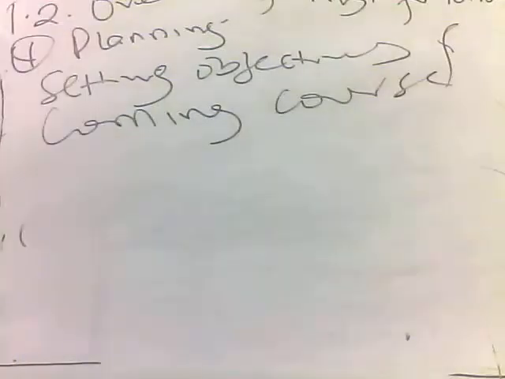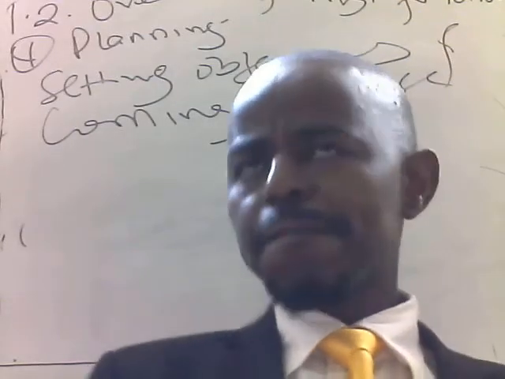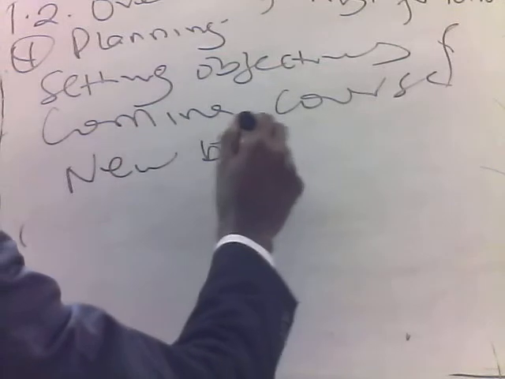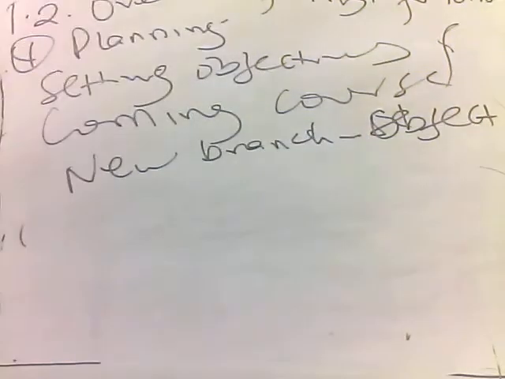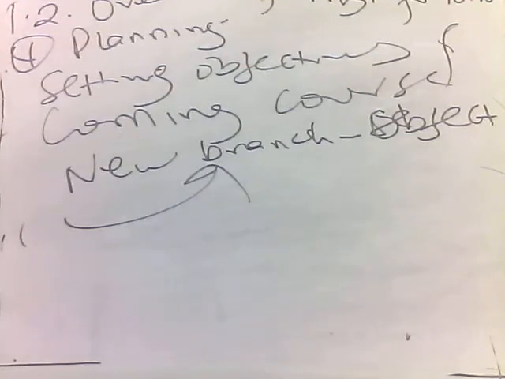Setting objectives and coming up with a course of action to achieve the objectives. Planning is simply setting of objectives and coming up with course of action for achieving these objectives. So, you plan to open a new branch. This is the objective. You are setting the objective. How do I open the new branch? What course of action am I going to take in order to open the new branch?